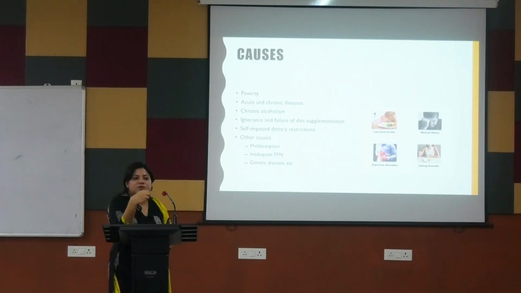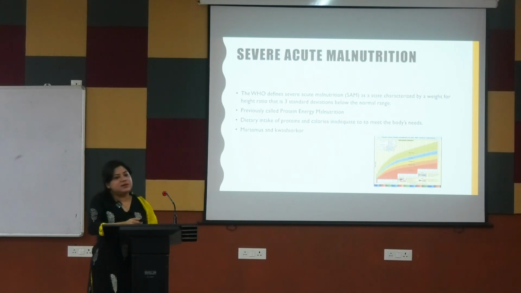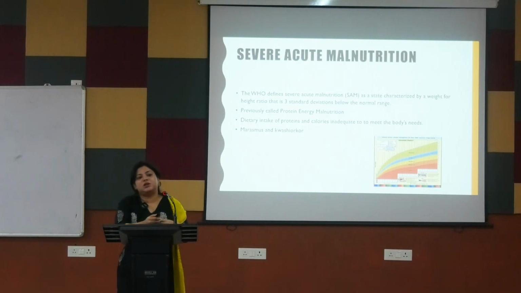The nutrition is given through the IV, right? So if the TPN is inadequate, of course this person will be malnourished. And then there are some genetic diseases which also can cause severe acute malnutrition. The WHO defines severe acute malnutrition as a stage characterized by a weight for height ratio that is 3 standard deviations below the normal range. You have understood? Weight for height ratio is how we assess the nutrition, especially among children.